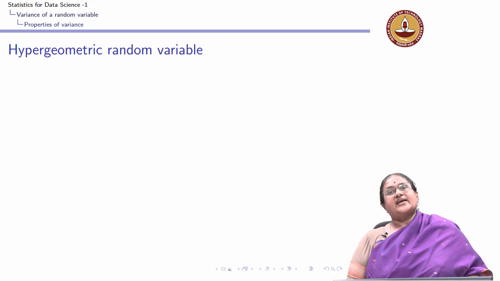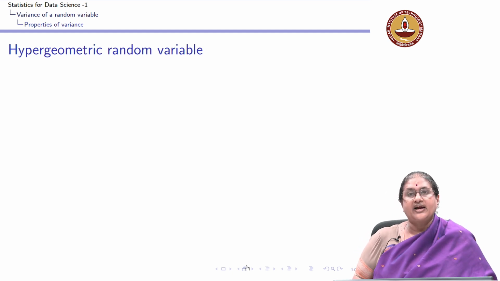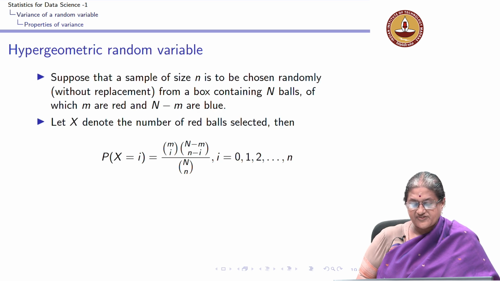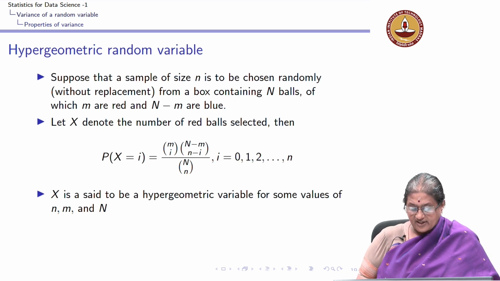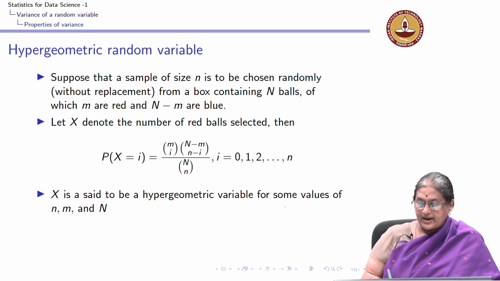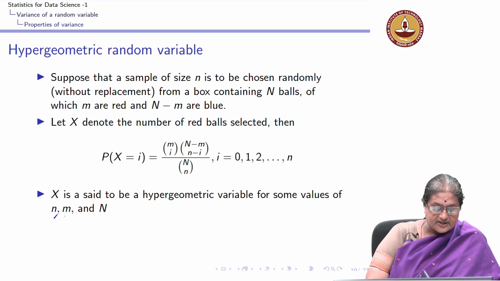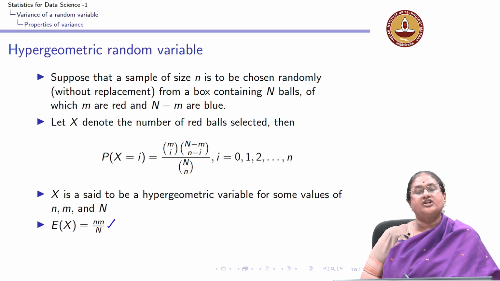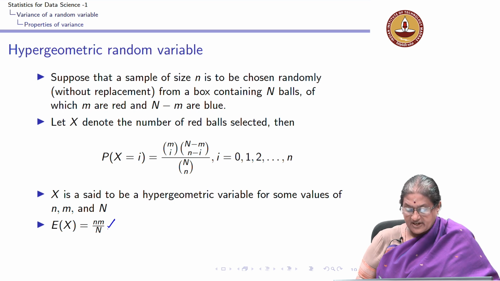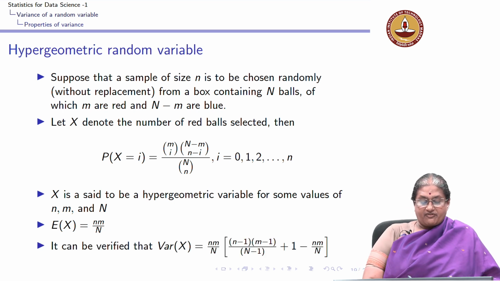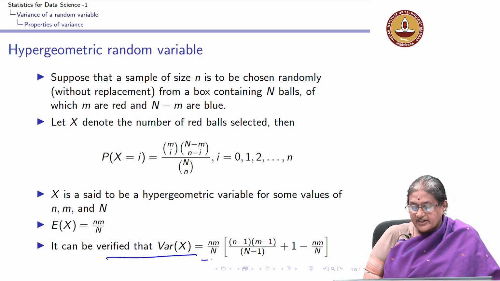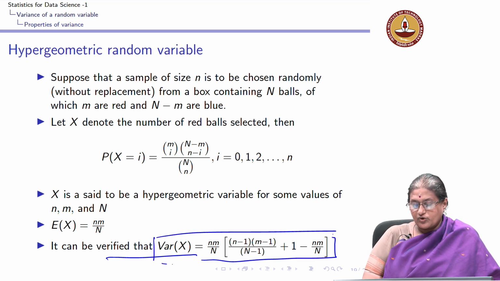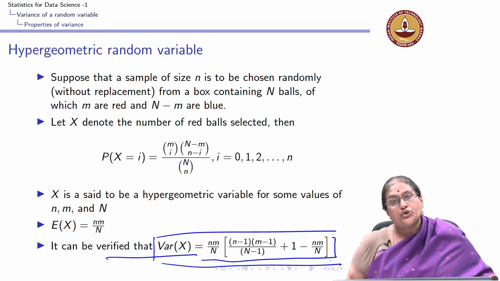Now let's look at the case of a hypergeometric random variable. We already introduced the probability mass function. We also checked that if I have a hypergeometric variable with parameters n, m and n, we already established the expectation of X is n into m plus n. We can verify that the variance of X is given by this quantity. The proof of this would be discussed in a tutorial.